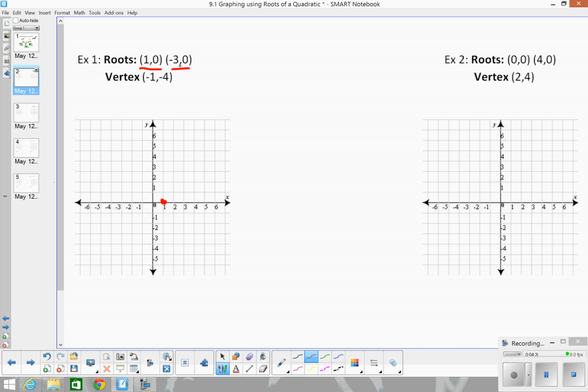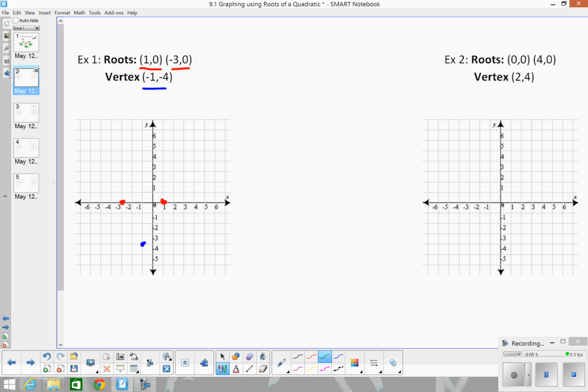Okay, then my other root is going to be negative 3, 0. So start at the origin, negative 3, 1, 2, 3, 0, like that. Awesome. Okay, now I have those 2 points. I have to graph my vertex. I'm going to graph the vertex in blue. So always start at the origin, negative 1, comma negative 4, 1, 2, 3, 4. I have that point right there. Now, what I want to do is with those 3 points, now you might say, Mr. Green, that looks like a V.